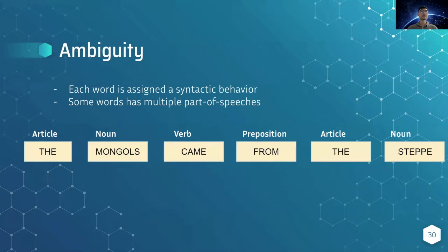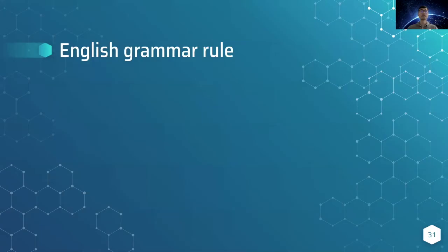Each word in English will be assigned a syntactic behavior, but there are some cases where one word may have multiple parts of speech. It is called ambiguity. To deal with the ambiguity, we come up with the English grammar rules.